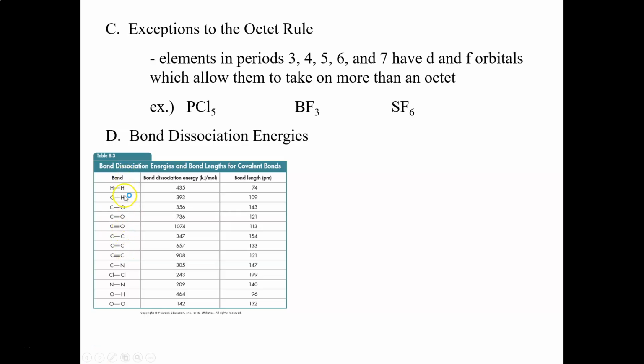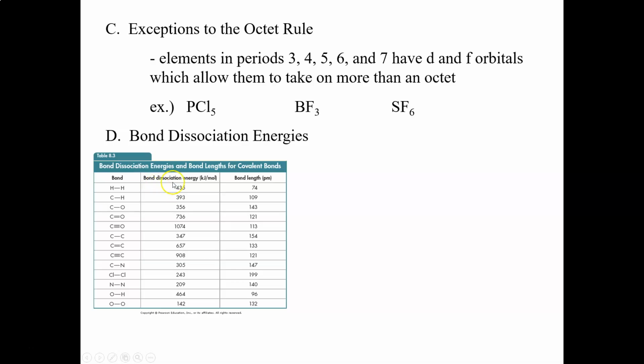So let's start by looking at the example bonds that they gave us, right? They gave us an H single bond H and a C single bond H and a C single bond O. And then they give us a C double bond O and a C triple bond O. Right, so we can see the difference between those. And the same thing with a C single bond C and a C double bond C, C triple bond C. There's a C-N, a Cl-Cl, an N-O, an O-H, and O-O.